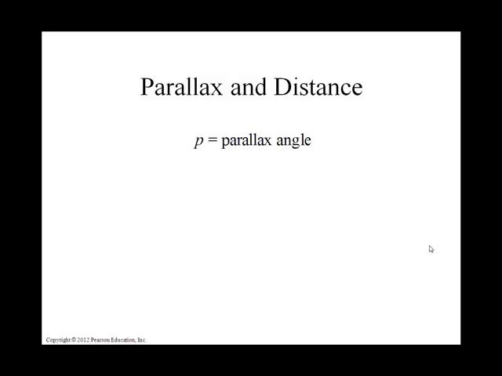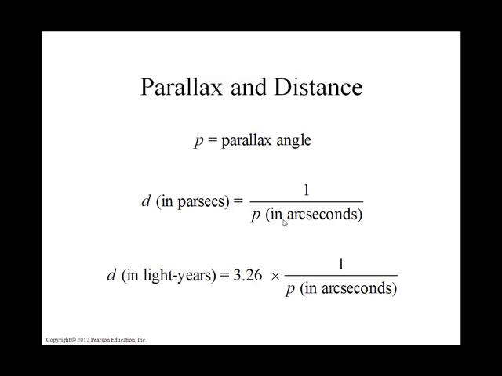So once you get that parallax angle, what you can do is take 1 divided by that parallax angle, as long as that angle is in arc seconds, and then you will have the distance between us and that star in units of parsecs. Let's say you're not a parsec sort of person and you want the distance in light years. You can do that by simply taking that number and multiplying it by 3.25 to get the overall distance in light years.